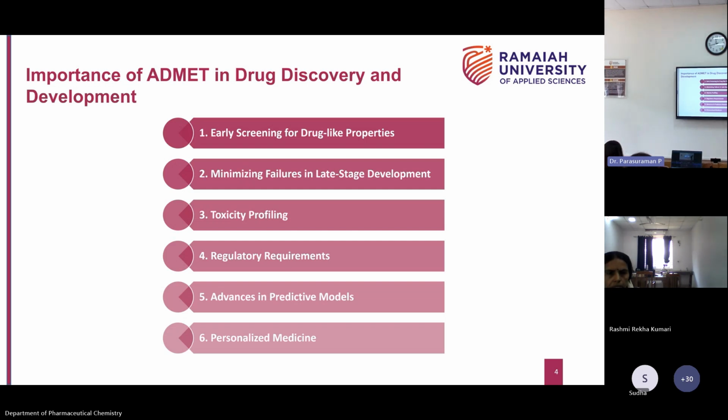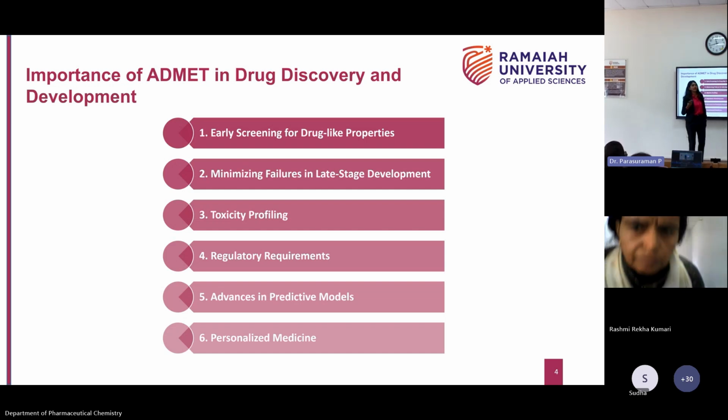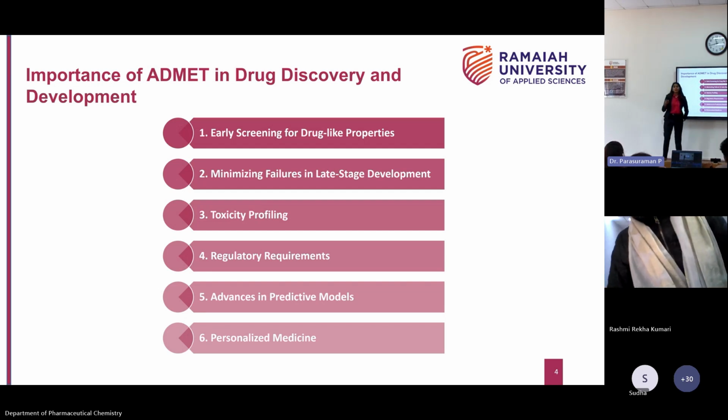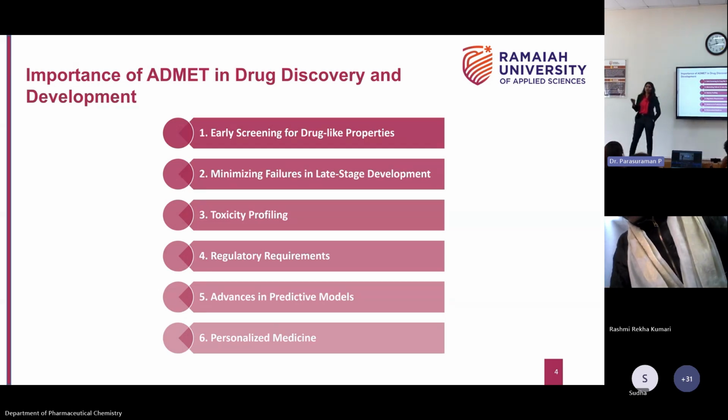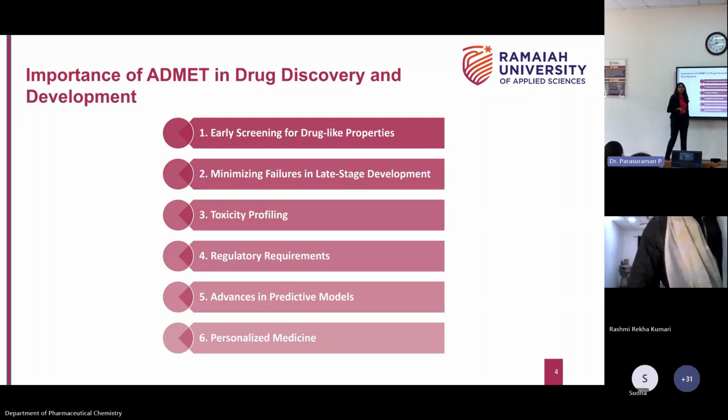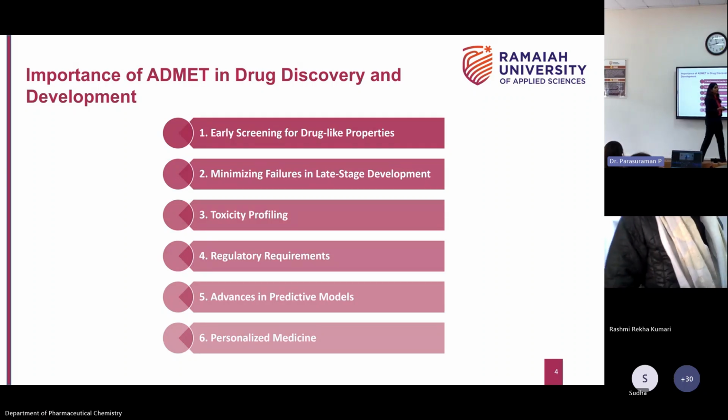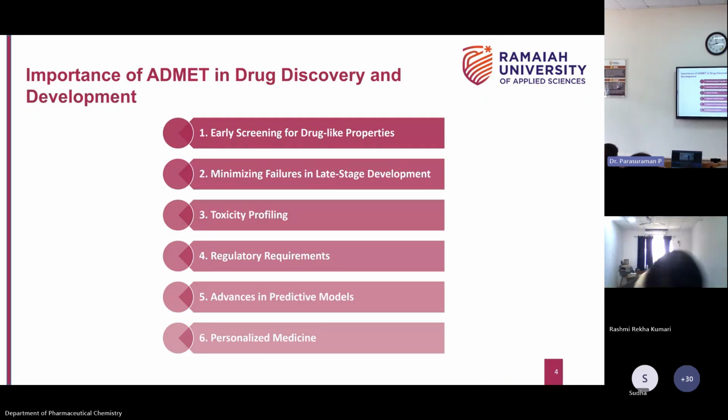Then toxicity also plays a major role. Sometimes the drug is giving good action, like it is a good therapeutic agent, but it has very toxic properties. Sometimes it shows hepatotoxicity, skin sensitivity, irritation. So it again fails and won't carry forward. For that, we need to carry out the ADMET properties before the studies.